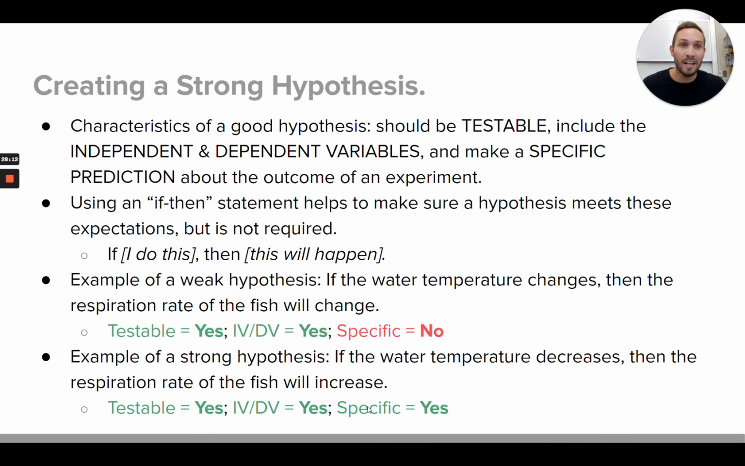You're specifically making a claim, like you're being gutsy and you're saying, I think specifically if the water temperature gets colder, the fish's respiration rate will go up. Or maybe you think it's going to be the opposite or something else. But at least you're being specific. That is a great hypothesis. This one right here, great. Okay, good, very good. A+ to this hypothesis.